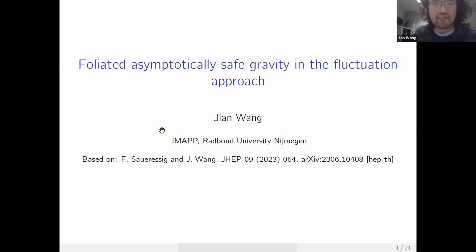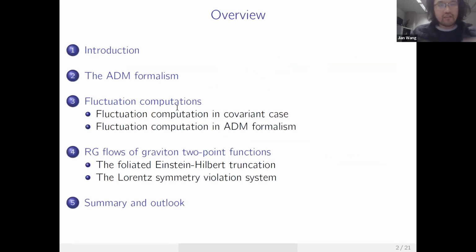Hello everyone. I'll talk about my recent work with my supervisor. The title is foliated asymptotically safe gravity in the foliation approach. The main idea of this work is that we use the fluctuation approach to compute the RG flows on the foliated spacetime. So here is the outline of my talk.